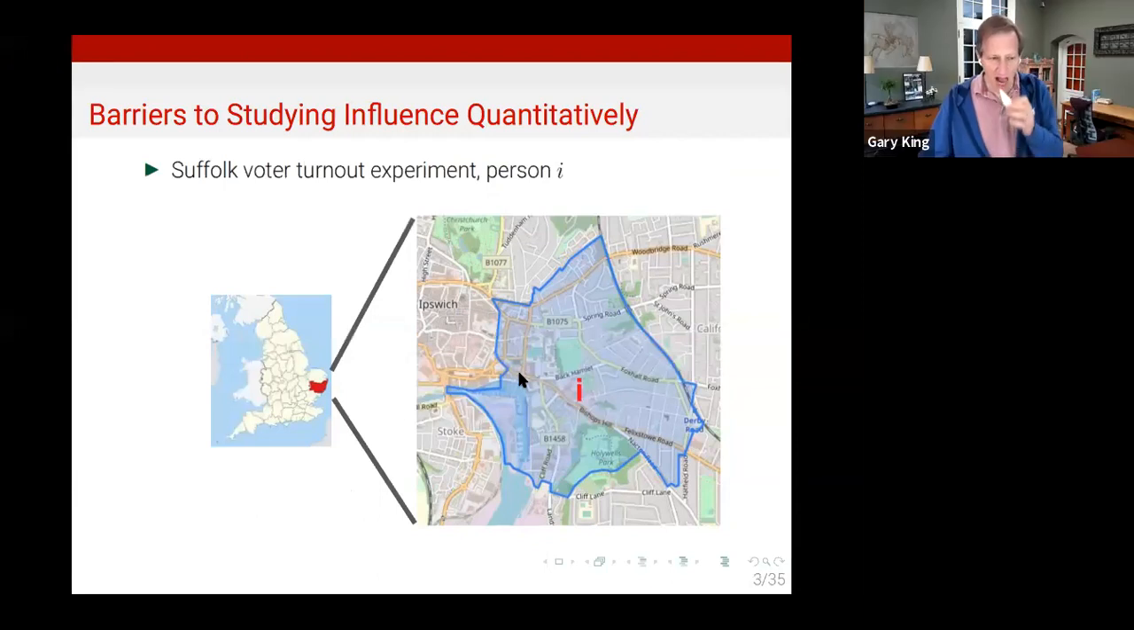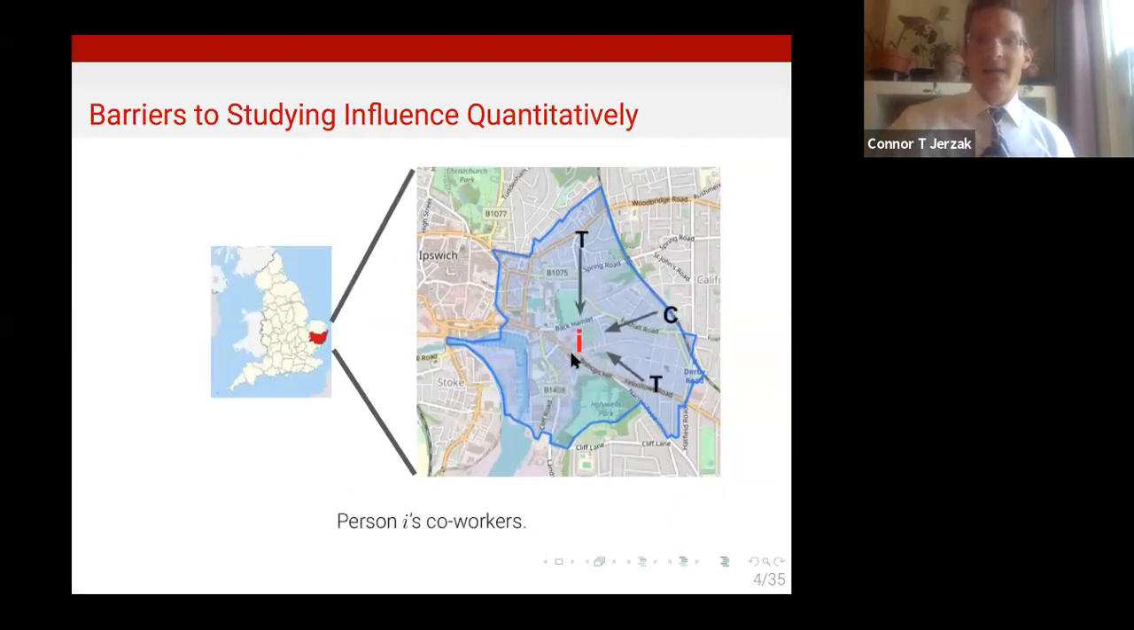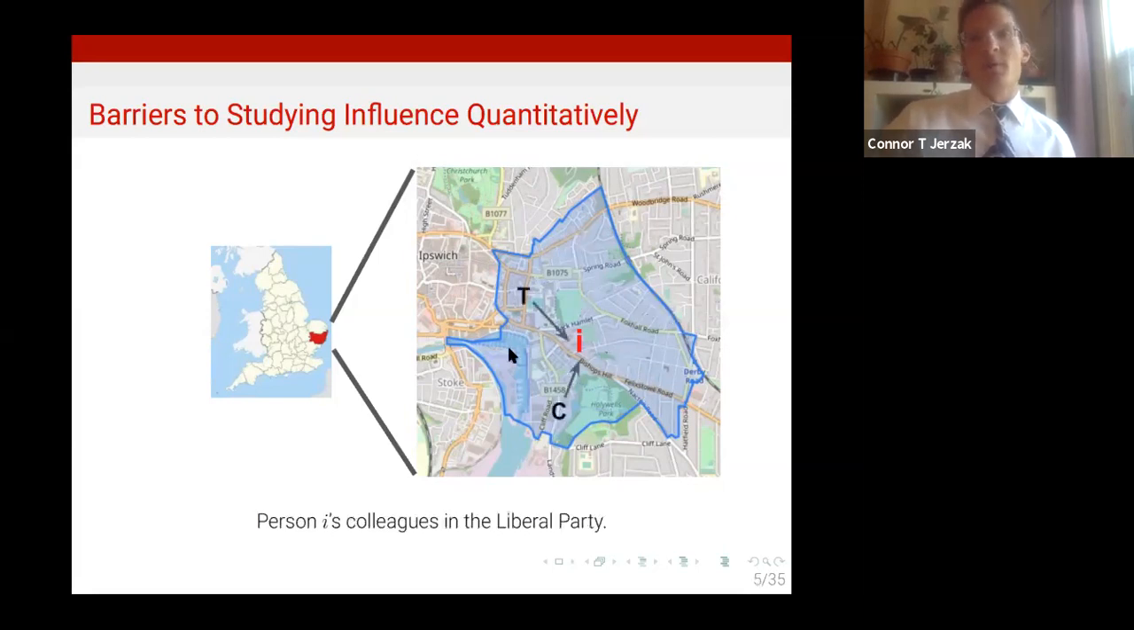All right. Yep. So this is person I off of Bishop's Hill Road. This person in this experiment is not independent from those around them. This person is connected with others in a whole host of ways. So here we could see person I's co-working network. Some of the co-workers could have been in the experiment, and some of them may have received treatment, and some of them may have received a control intervention. But that's not the only sort of influence dynamic at play here. We could see that there are others in the experiment who are connected to I in different ways. So here we could see person I's colleagues in the Liberal Party. And here we could see person I's school friend.